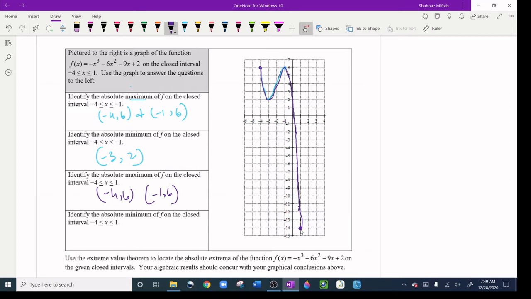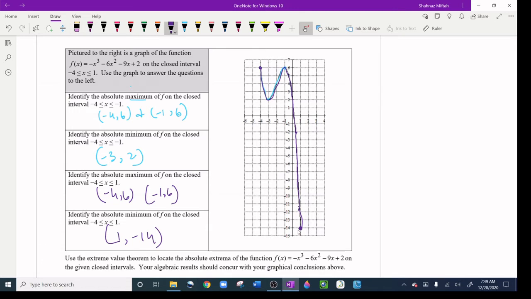The minimum is now this, the lowest one. So this is 1, negative 14. The x value is 1, and negative 14 is the y value. So that's the minimum, the lowest one. And since I have a closed interval, I have to consider that.